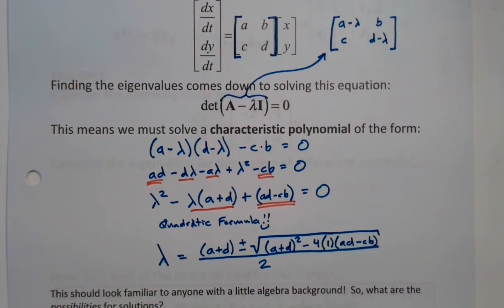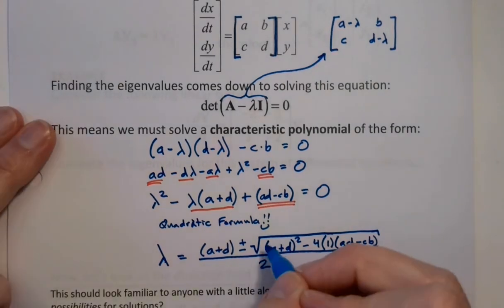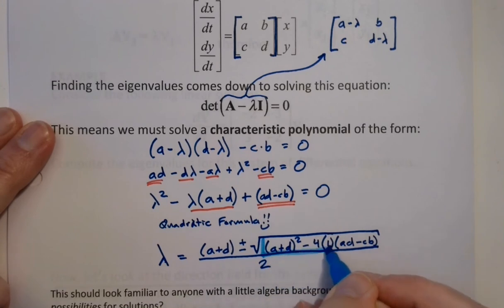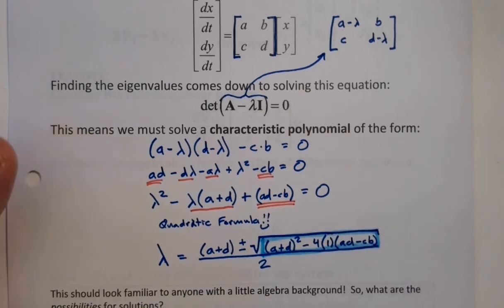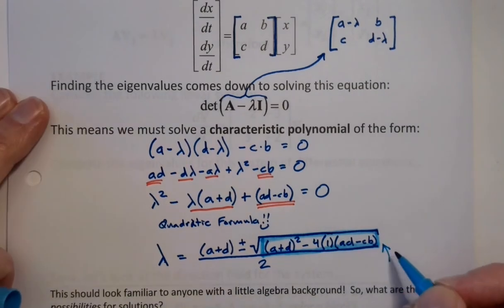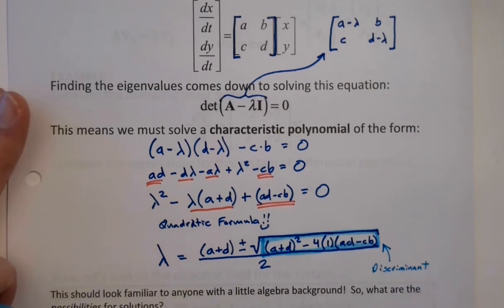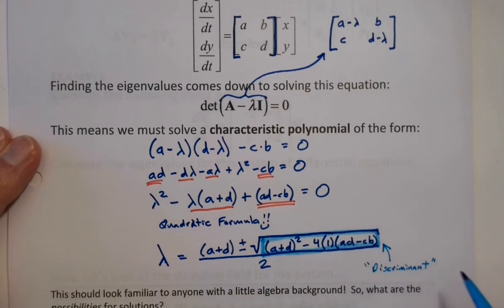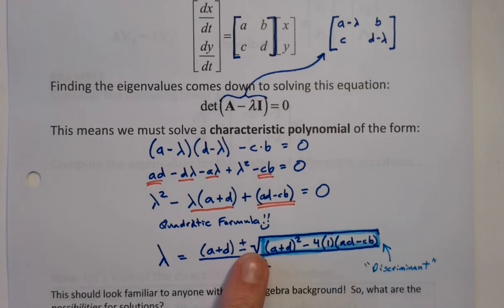Let me grab a different color here. I'll stick with my blue theme and say that everything underneath the radical has a particular name, and that thing we call the discriminant, not to be confused with the determinant. The discriminant you learned about way back in algebra class, and that's basically the thing under the radical. Whenever that thing under the radical is negative, you'd be trying to take the square root of a negative, which leads us into complex territory.